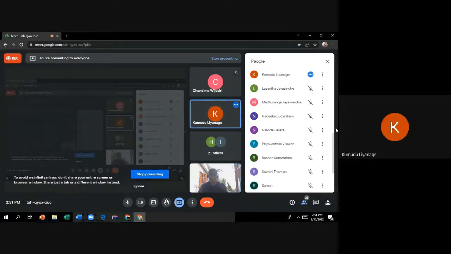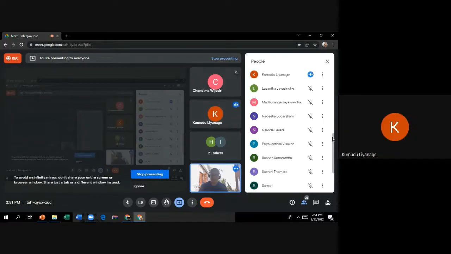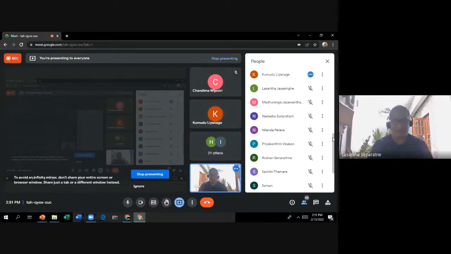Yes, because properties are mortgaged. Yeah, but fire policy you have to renew annually. Yes. Are you sure that it gets renewed? Yes. Yeah.